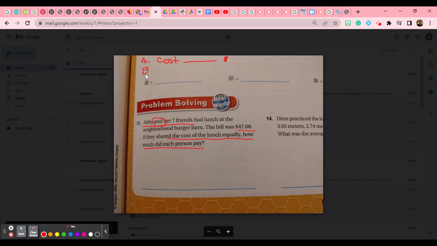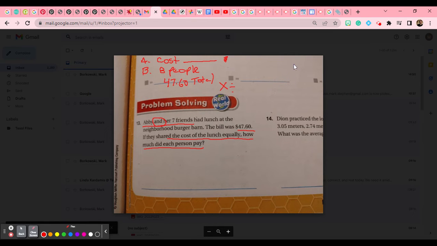We know that there were 8 people, because Abby and her 7 friends. And we also know that the total was $47.60. So we have people, we have money, and we're looking for money. Our labels don't match. When our labels don't match, we are either going to be multiplying or dividing.